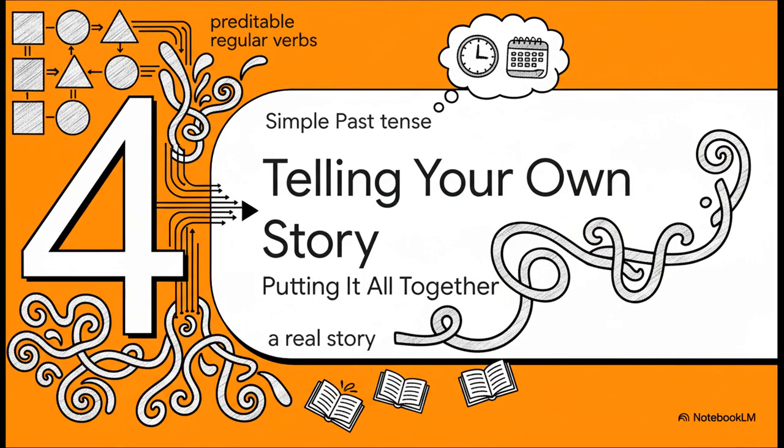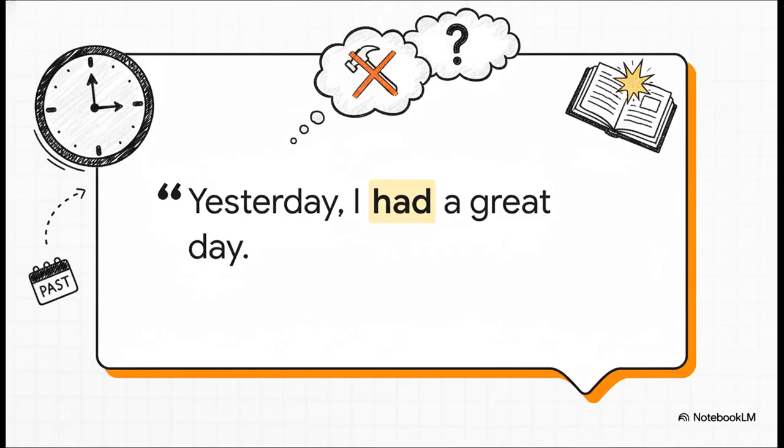Okay, time for the final section. This is where the magic really happens. Let's see how this all comes together to build a real story. We're going to mix our predictable regular verbs with those unique irregular ones. So we can kick off our story like this. And boom, right away, we've got our first irregular verb, had. See? Not haved, but had. That one little word instantly puts the whole story in the past.